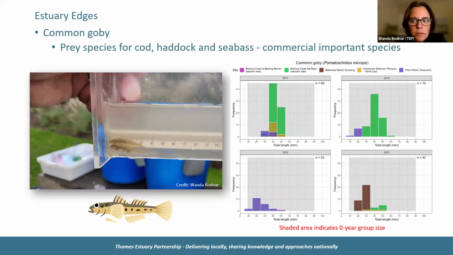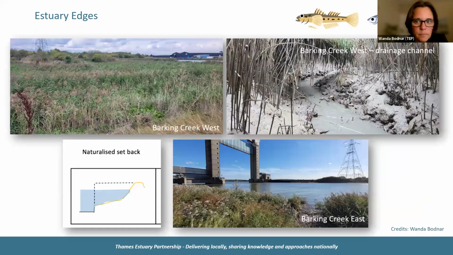Most of the common goby caught were also juveniles, and they are important prey species for cod, haddock, and sea bass, which are also commercially important species for us. Both of these species were notably associated with naturalized setbacks, and the large number of juveniles suggests that these sites serve effectively as nursery areas.